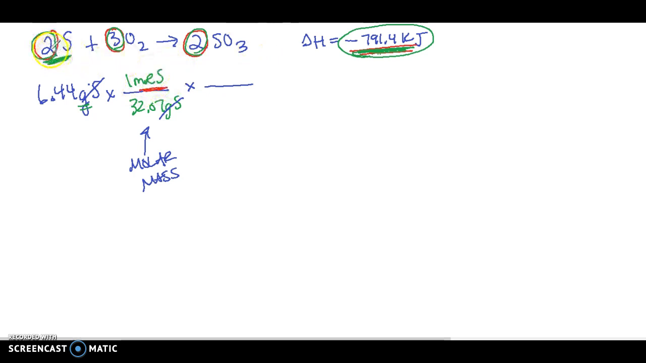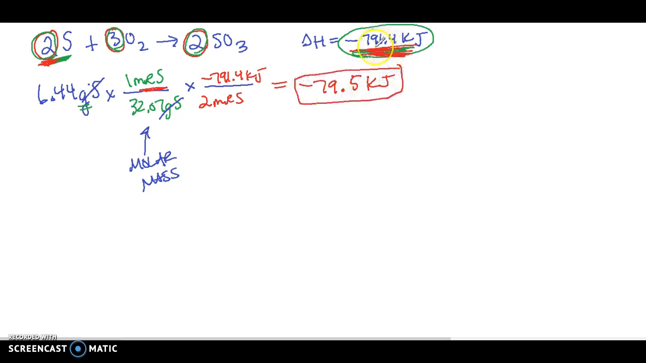I'm going to now use the ratios, and I know 2 moles of sulfur here are going to correspond with 791.4 kilojoules of energy, because that's kind of like a new coefficient. So when I multiply 6.44 times 791.4 divided by 32.07 divided by 2, I get a net of 79.5 kilojoules of energy. And since this is a negative delta H, that makes it exothermic.